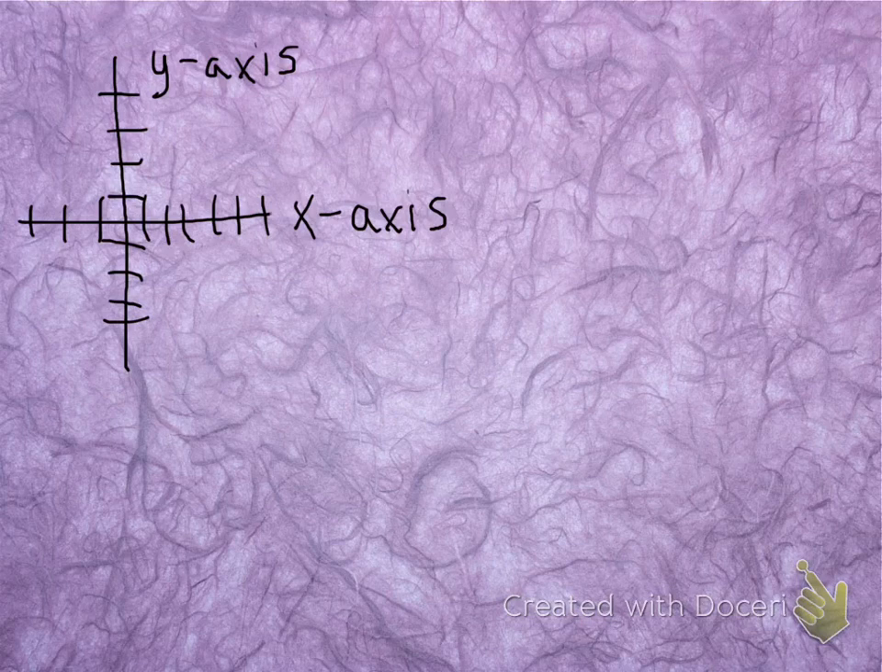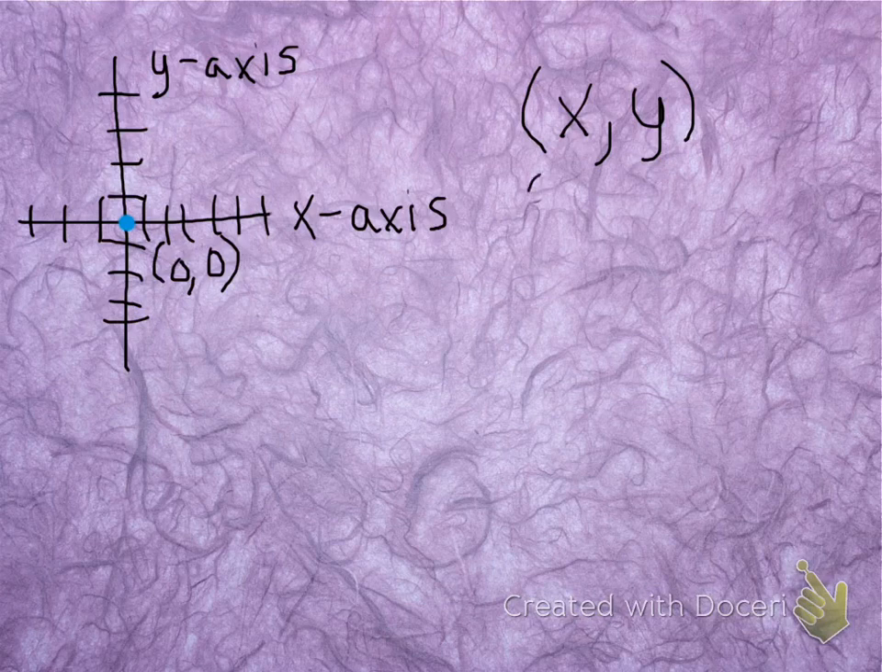When you plot a point, you always start at the origin, which is right where the two axes intersect, which is right there. And that point is always 0, 0. Alright, when we plot a point, we always start with the x value first, and then we list the y value. So x, y.